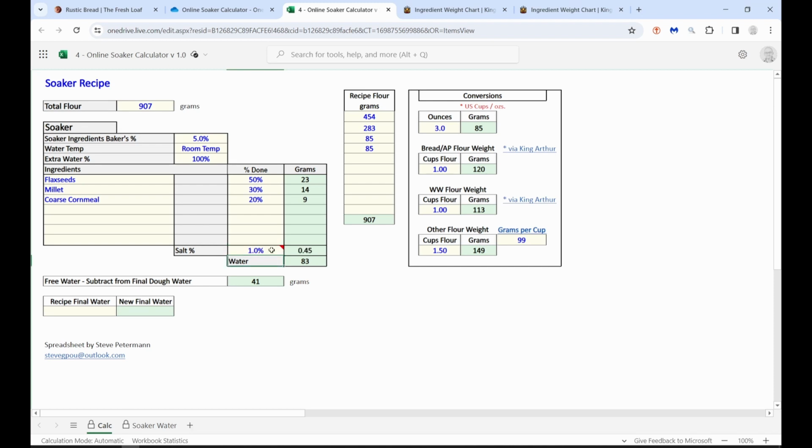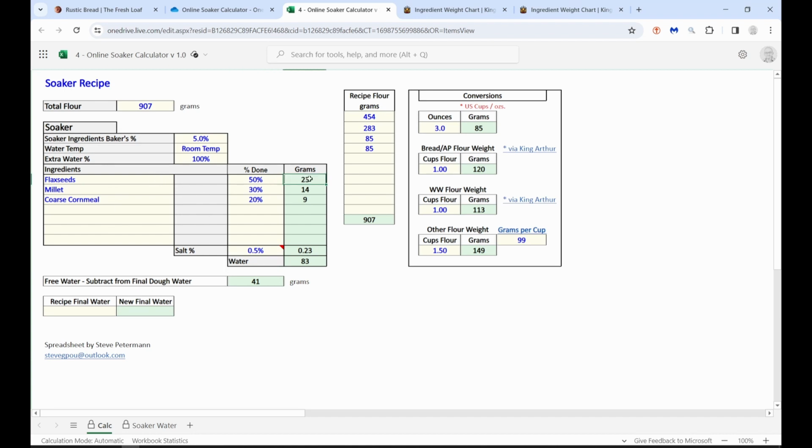Now, I have a little note that for a fraction of a percent, if you wanted 0.5%, you can't put in 0.5. It thinks that's 50%. You have to put in 0.5%. Okay, so that would be the grams of salt that you'd be adding. So now this is our recipe.